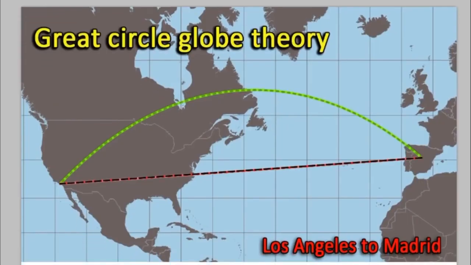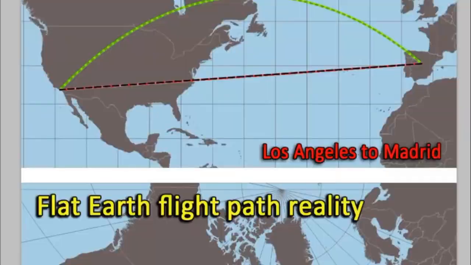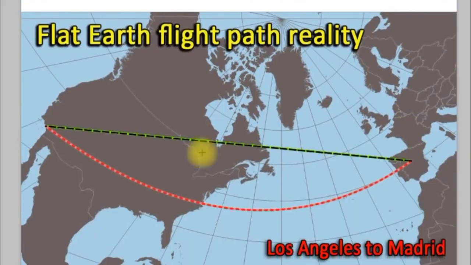This is another flight path from Los Angeles to Madrid. On the globe, they show here again the arc going arcing north. And we know this is only possible because the Earth is flat. And this is how it really looks like on the flat Earth map. It's a shortcut going through the inner side of the latitude line.